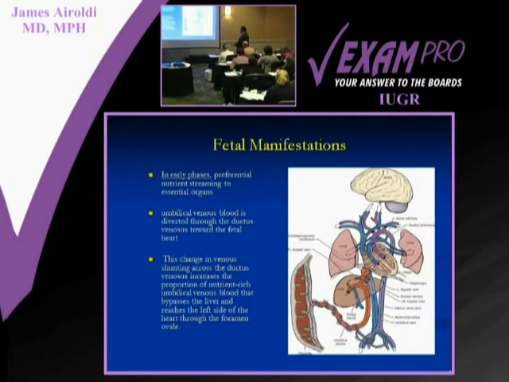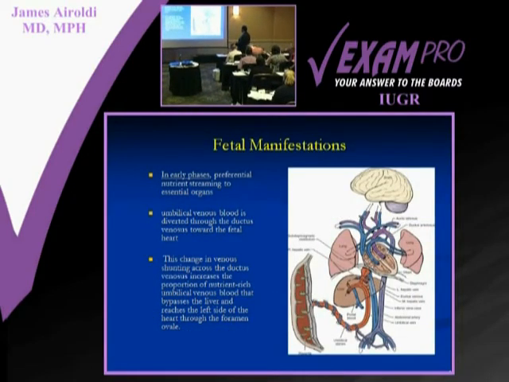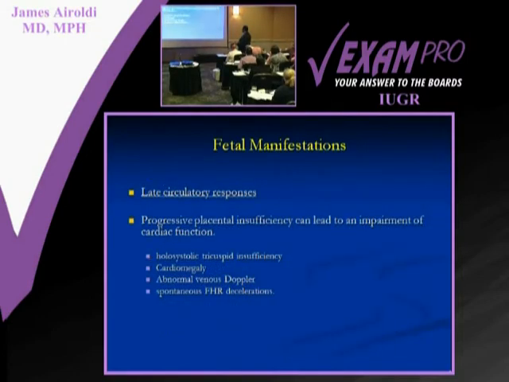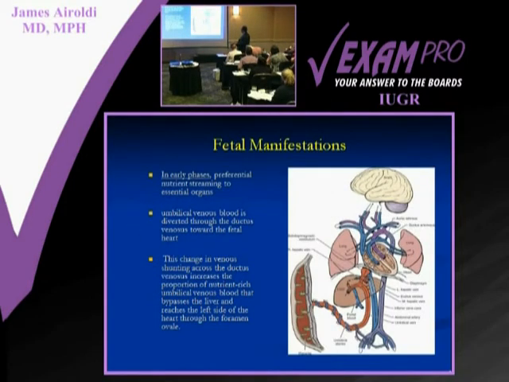When you look at what happens early on, the early phases, there's preferential streaming to essential organs. And so the venous flow across the liver shunts, this shunt here called the ductus venosus, shunts blood across the right side, across the foramen ovale to the left side, and is attempting to protect the brain, right? And the coronaries, first branch of the aorta. Coronaries, your carotids.